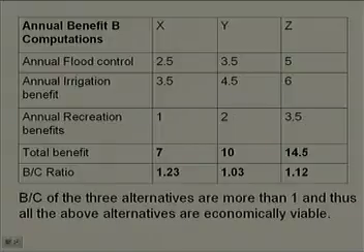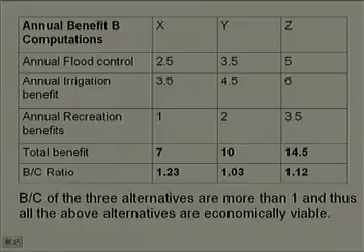So, 2.5 million flood control value for X, 3.5 for Y, 5 for Z. Annual irrigation benefit 3.5 million for X, 4.5 million for Y, 6 million for Z. Similarly, annual recreation benefit 1 million for X, 2 million for Y and 3.5 million for Z. So, you just have to sum it up. So, the total benefit in terms of annual value, you are getting 7 million from project X, 10 million from Y and 14.5 million from Z.